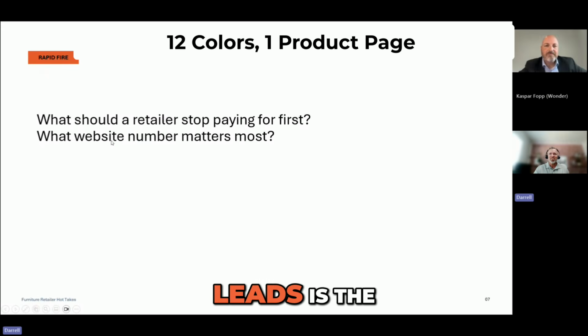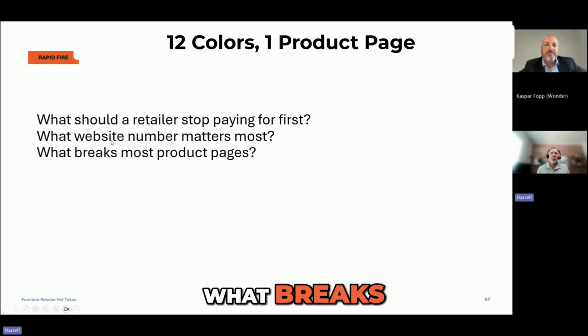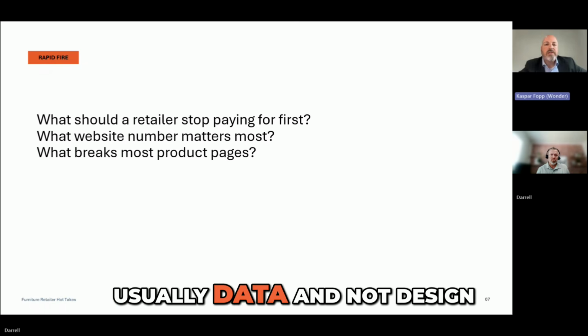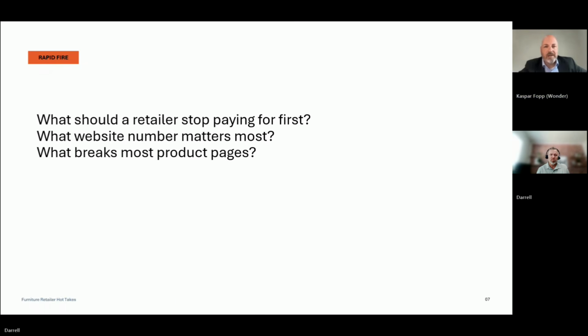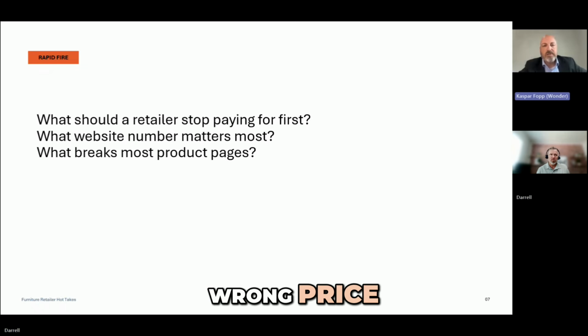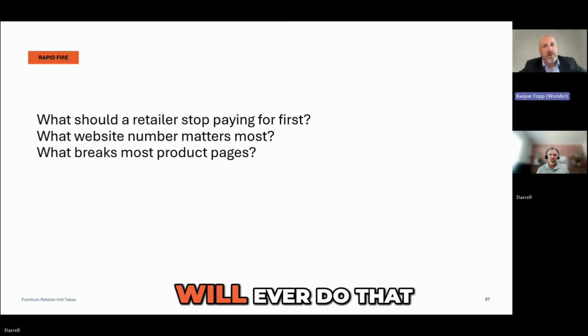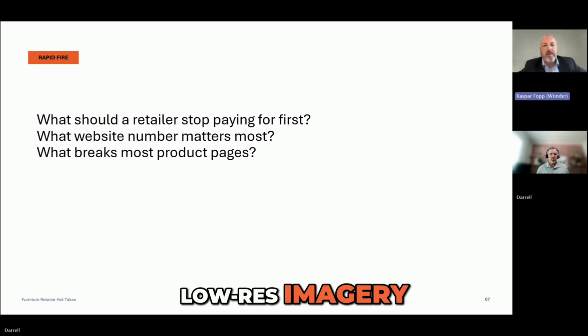Traffic's the vanity and leads is that source there. What breaks most product pages? Usually data and not design. Usually it's wrong price or call for availability, which no LLM will ever do. Lower imagery, no image, something missing, no dimensions.